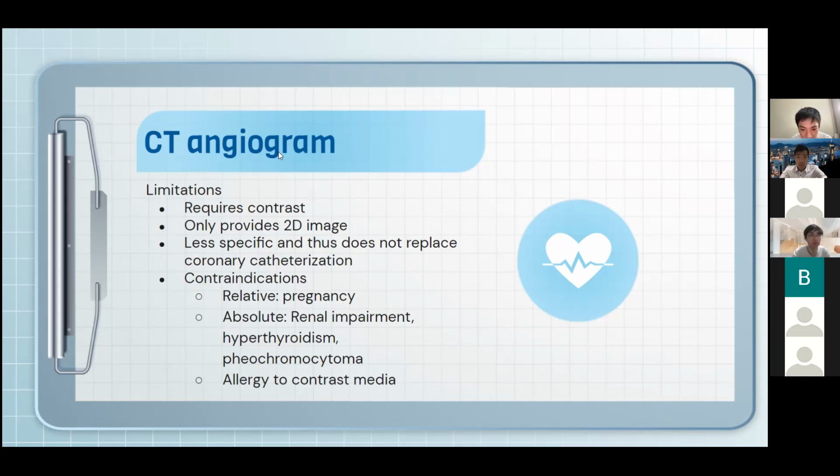So apart from renal impairment, a relative contraindication will be pregnancy. And many other absolute contraindications include hypothyroidism, pheochromocytoma, because it can lead to an adrenal crisis or thyroid crisis. And then there's also the allergy to a contrast media.